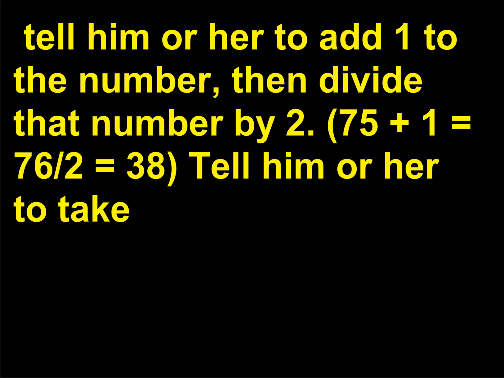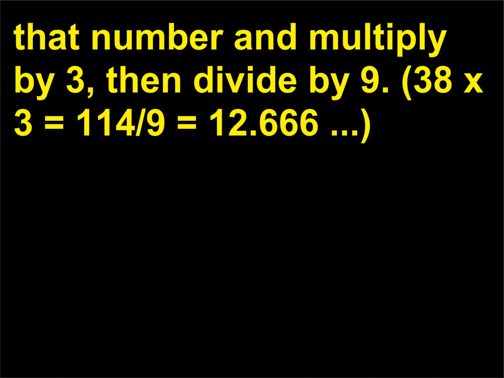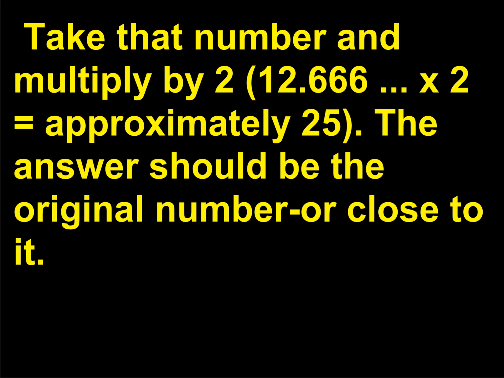75 plus 1 equals 76, halved equals 38. Tell him or her to take that number and multiply by 3, then divide by 9. 38x3 equals 114, / 9 equals 12.666. Take that number and multiply by 2, 12.666 x2 equals approximately 25. The answer should be the original number or close to it.